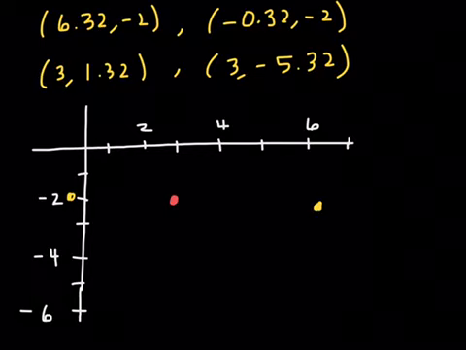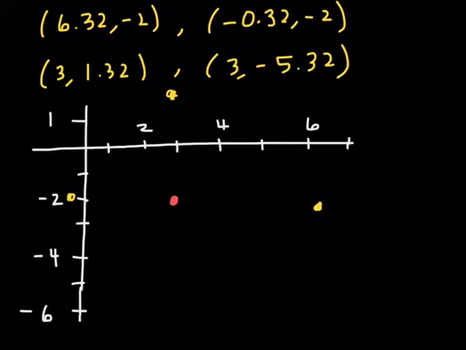And I just realized I forgot to scale my axes up here. So let's call that 1. So 3, comma 1.32 is up there somewhere, right? And then finally we have positive 3, negative 5.32. So maybe about right here.